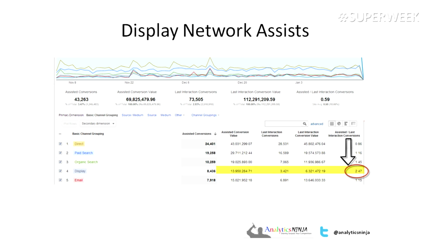So I'm going to go back here. This sort of report here, don't use it because it actually doesn't tell you anything. It's just going to be like a lot of pretty colors. The real reports to look at are going to be the assisted conversion report. That's going to give you insights. Here I see display, which is now a basic channel grouping, is giving me a much higher ratio of assisted to last interaction conversions.